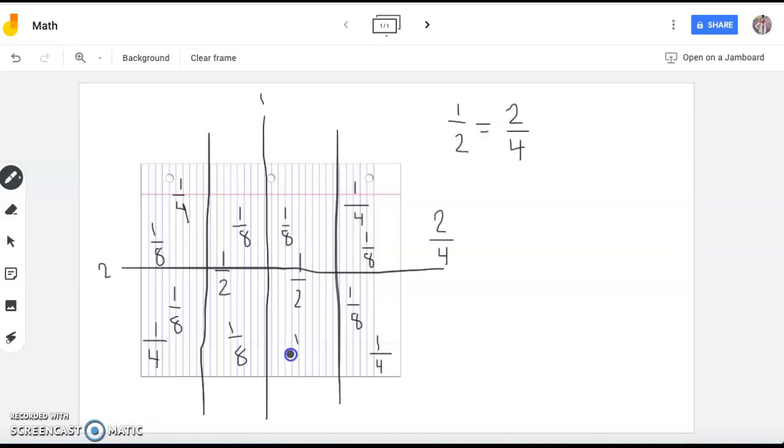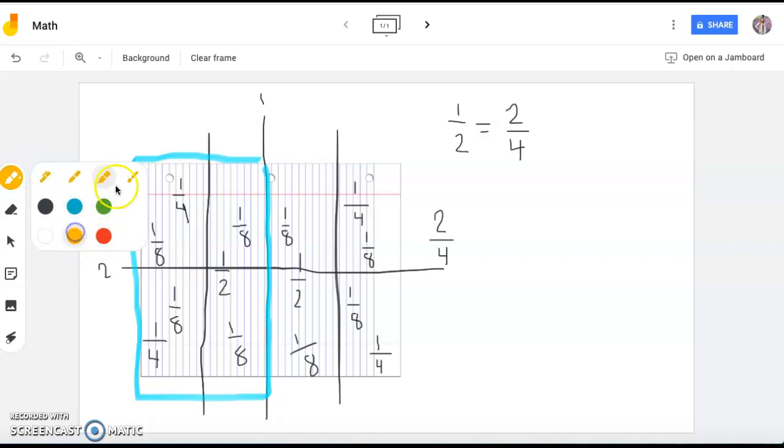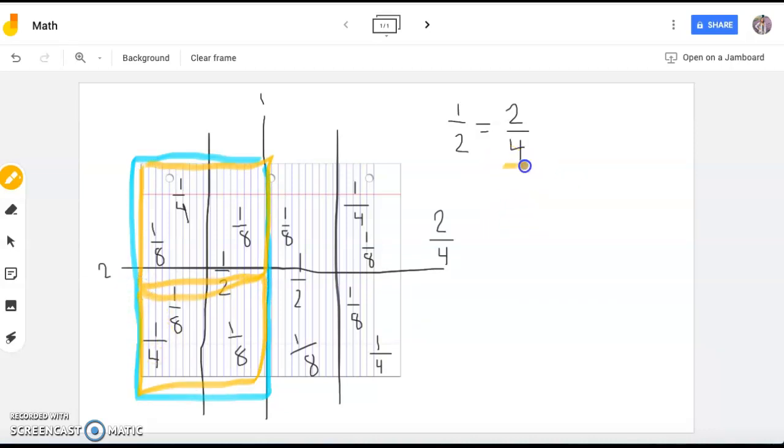Okay? Now, I'm going to change the color of my pen. Ready? And we were talking about 1/2. That's the one that we're focusing on. This is 1/2 right here. And we also said that 2/4 is the same, right? Because this was 2/4. Let me change my color one more time. This is 1/4 and this is 1/4. And together, that made 2/4. Yes? So far, so good?